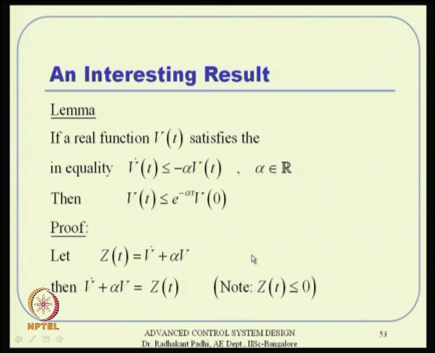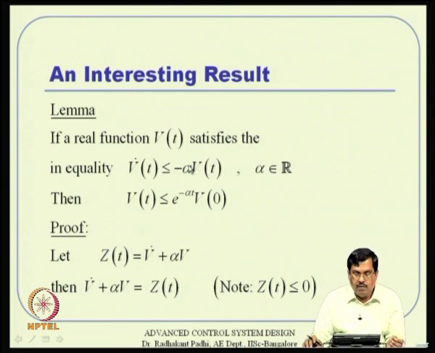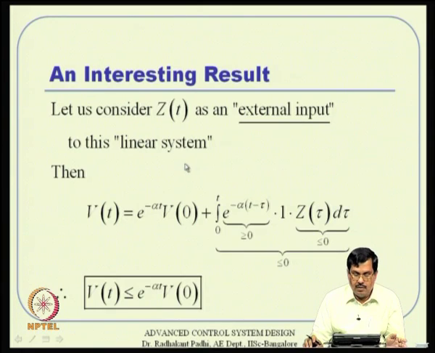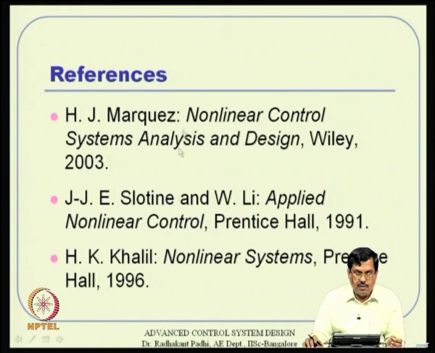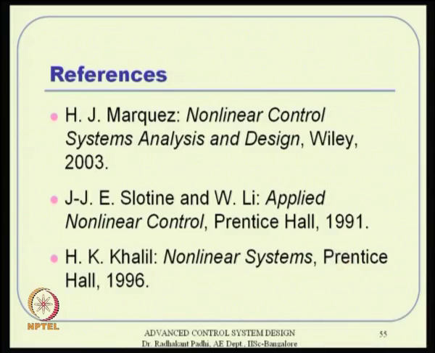So if you can show that this inequality is satisfied, then V of t will ultimately go to 0, and that is the point. That is the interesting thing I thought I would share with you, but all other things are important. These references are already there, we discussed them. Many of the things I have taken from the first and second primarily; you can see some of these references for Lyapunov theory. In further classes we will see the utilities of this Lyapunov theory in different contexts.